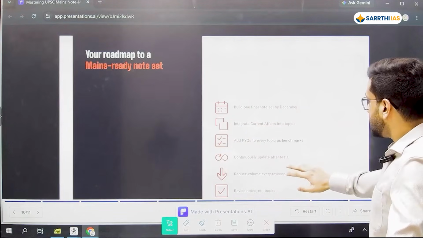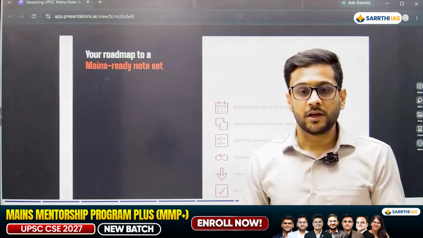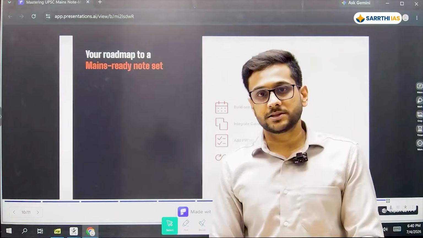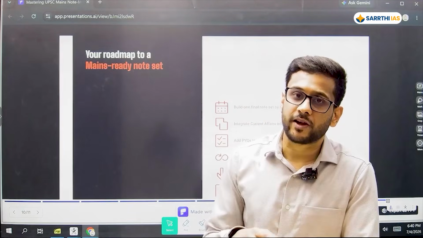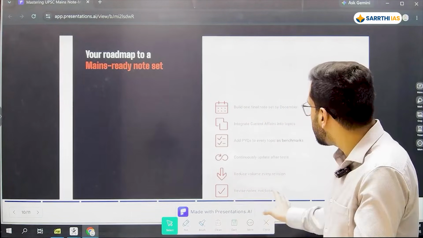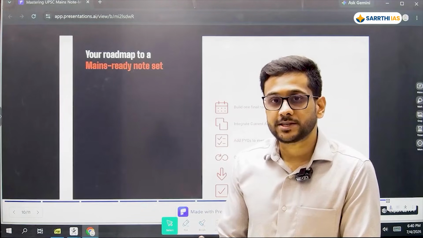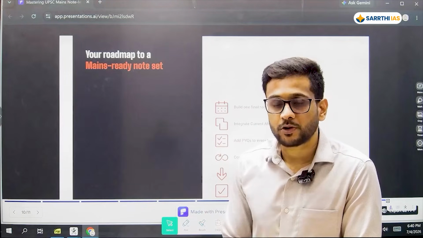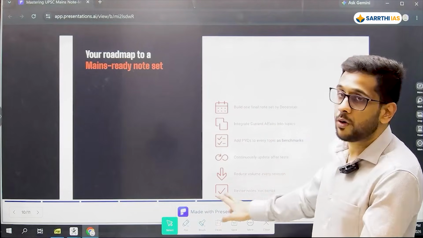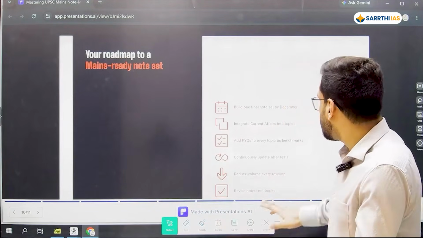Then continuously update after each test. What do I mean by that? You have to refer to the model answers of your mock test. You may find some good content, good points, good value addition from those model answers. You will also understand whether what the question is asking and what you are writing are the same or not. So use the model answers of the mock test properly. It will help you a lot.